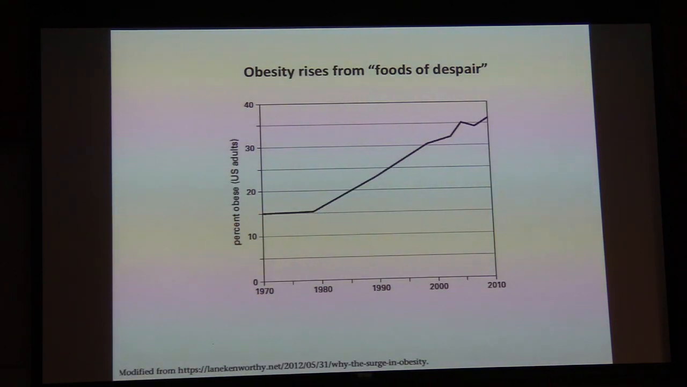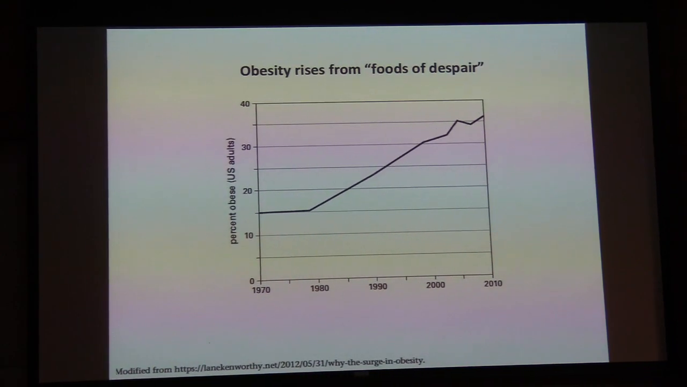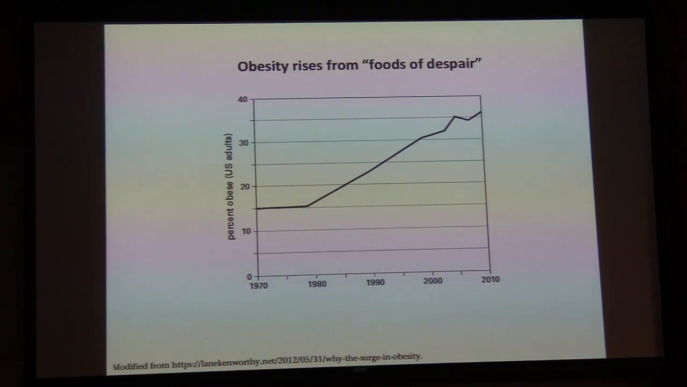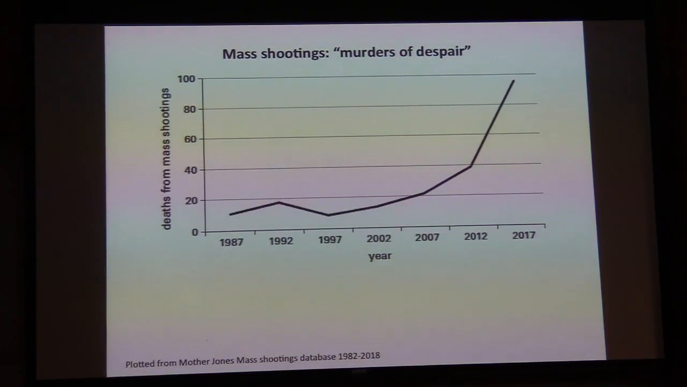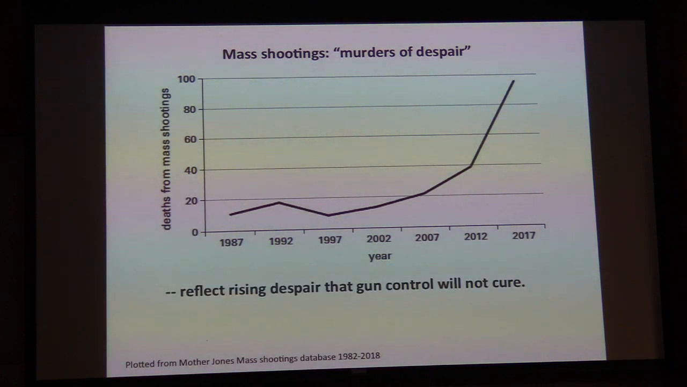So the other thing that's happening is that obesity is rising dramatically over this period from what I call foods of despair, which are rich, fatty, sweet foods. And recently, we have an increase in deaths from mass shootings, which I call murders of despair. And this is a despair that gun control is not going to cure.